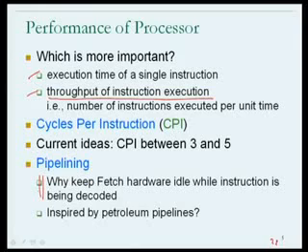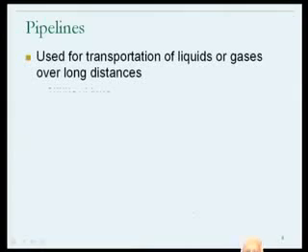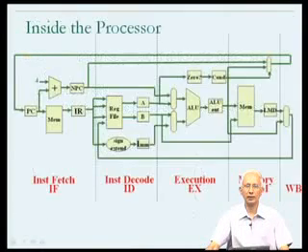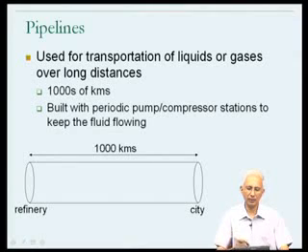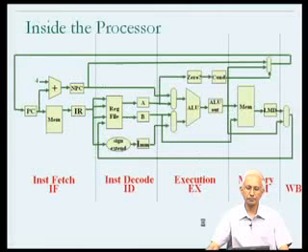And I suggested that the design of pipeline processors may be viewed as having been motivated by the idea of petroleum pipelines, which I briefly introduced with a diagram of this kind. Petroleum pipelines could be extremely long, running to potentially thousands of kilometers, and they are used to transport liquids or gases over long distances, such as between, let's say, a petroleum refinery and the location of the bulk of the end users.